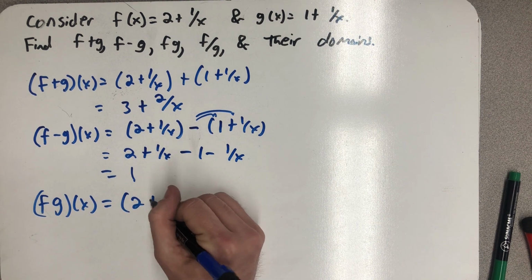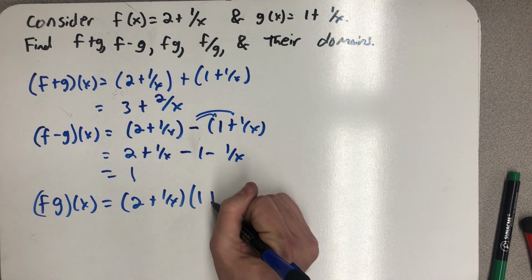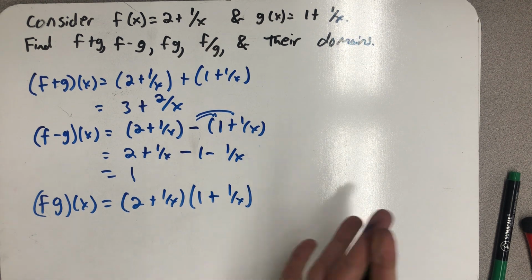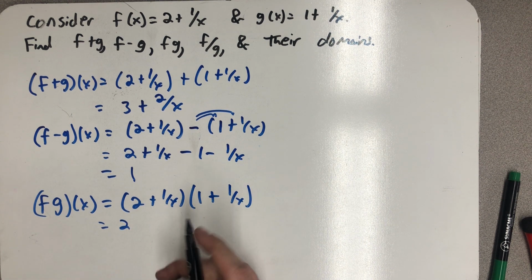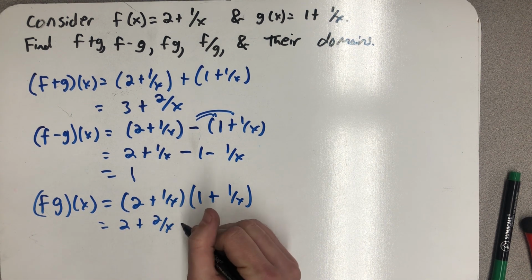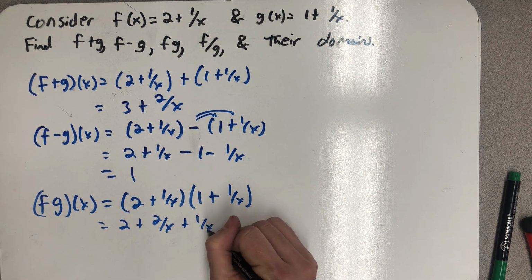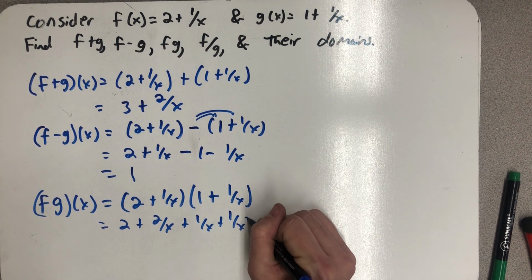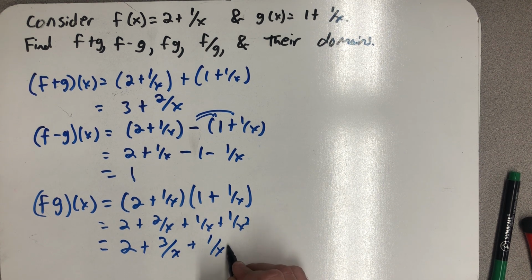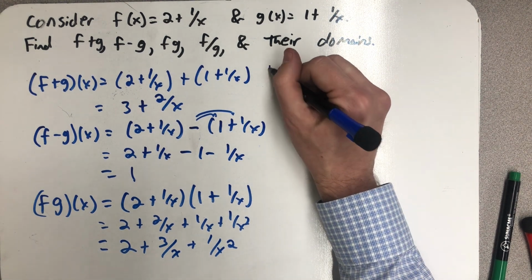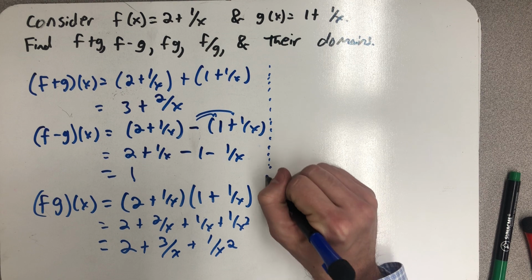So that gives me 2 plus 1 over x times 1 plus 1 over x. And we're going to multiply these together by distributing. 2 times 1 gives me 2. 2 times 1 over x gives me 2 over x plus 1 over x. And then finally plus 1 over x squared. Those middle two are like terms, so I can write this one down as 2 plus 3 over x plus 1 over x squared. And there's f times g. Just one more function to write down, f over g.